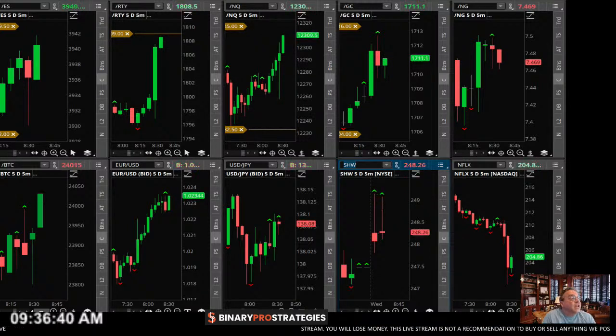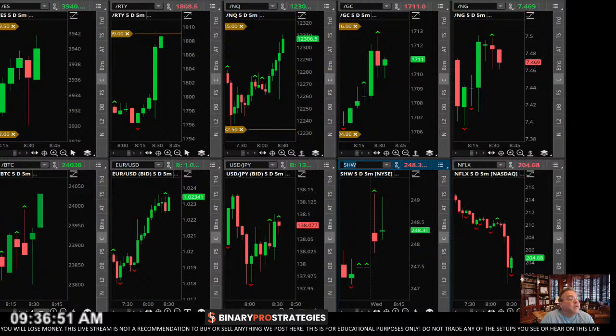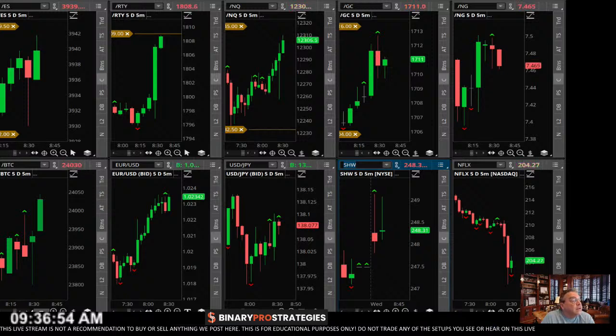So I do my best to try to keep up with all these. I am doing this for demonstrational purposes only. By no means should you attempt to make all these trades. I certainly don't. I prefer to stick with just a couple. My favorites are going to be RTY, gold, and natural gas.